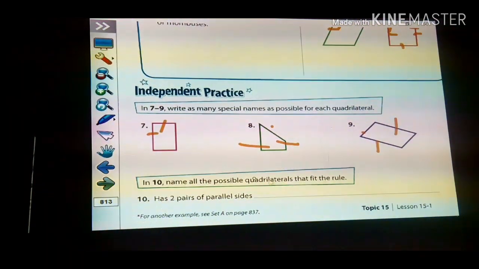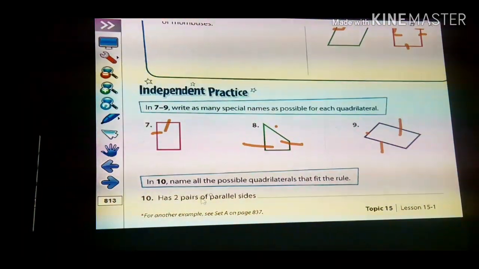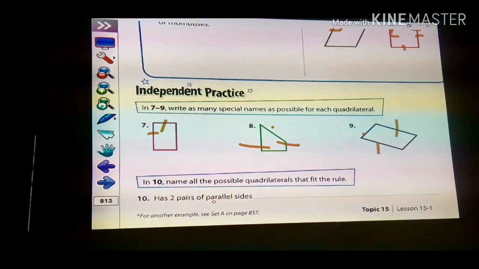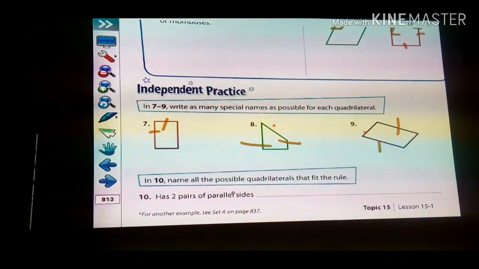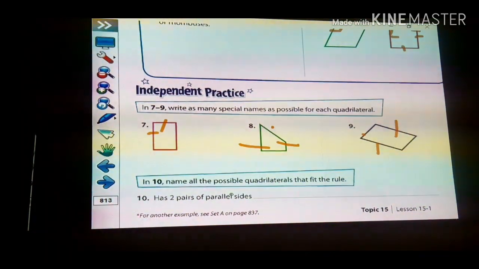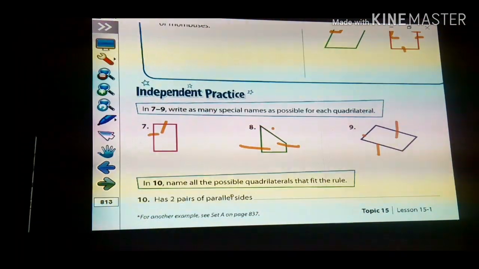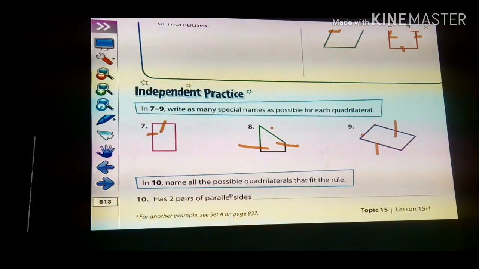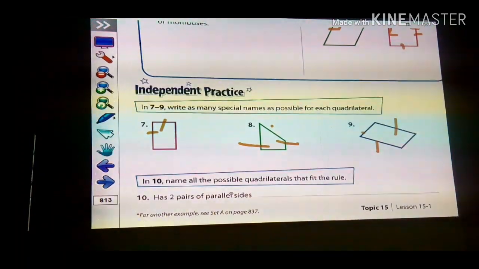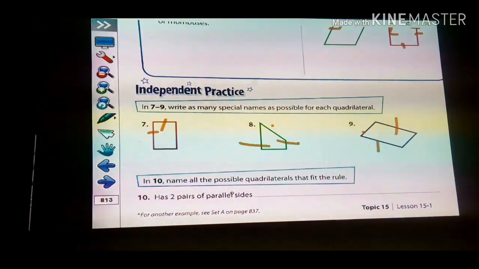So the names of all possible quadrilaterals that fit the rule: if they have two pairs of parallel sides, we can say parallelogram, we can say rectangle, we can say rhombus, and we can say square. All of them have two pairs of parallel sides, except the trapezoid, the only shape that has only one pair of parallel sides. Okay.